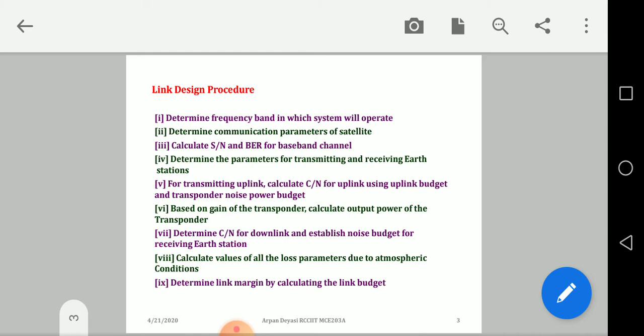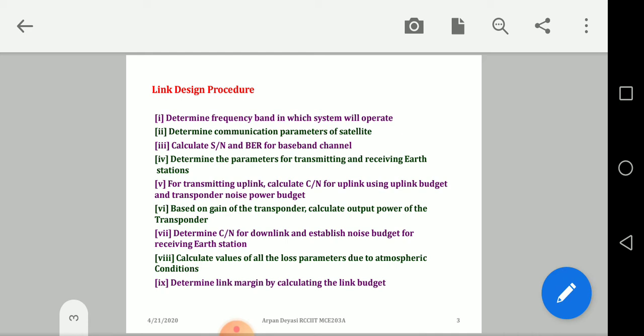Then we'll start with the uplink design. That means calculation of C/N for uplink. And then uplink budget calculation. From that, calculating the transponder noise budget. And once we know the transponder noise budget, we can calculate the power of the transponder. From that, we can calculate C/N of the downlink. I will show the equations of how the C/N of uplink and downlink can be calculated. And we will establish the noise budget for the receiver.